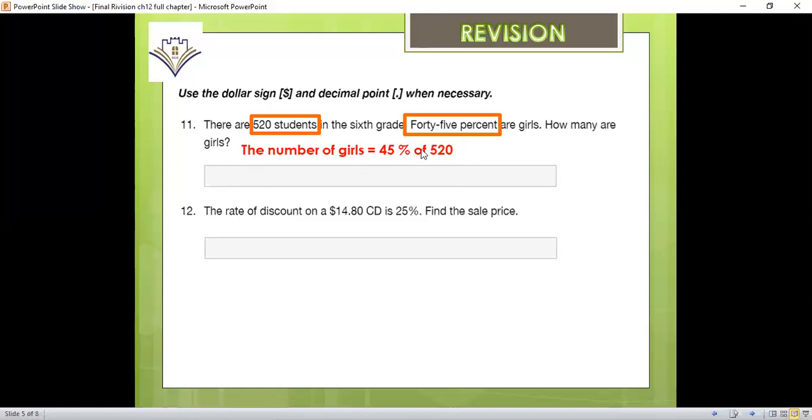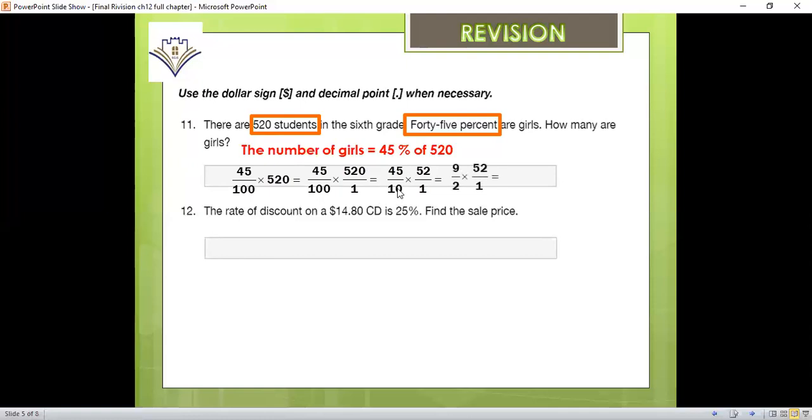And we said before, "of" means multiply, and the 45% we can write in fraction form as 45 divided by 100, which I can simplify more, or in decimal form 0.45. Then 45 divided by 100 multiplied by 520. We can write 520 as 520 divided by 1. And now we can simplify. Yes, we can simplify 100 and 520, both of them divisible by 10. Then 100 divided by 10 equals 10, and 520 divided by 10 equals 52. But we can simplify more. We can simplify 10 and 45 by dividing by 5.